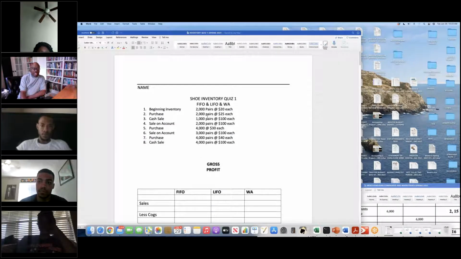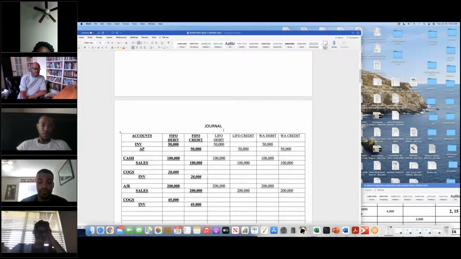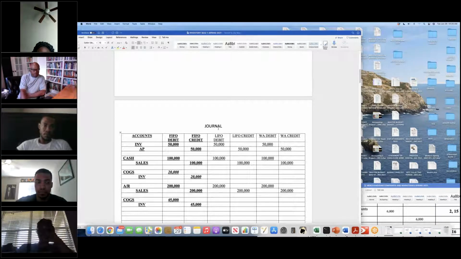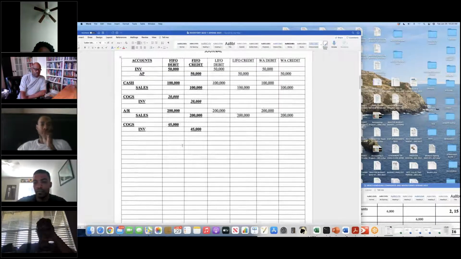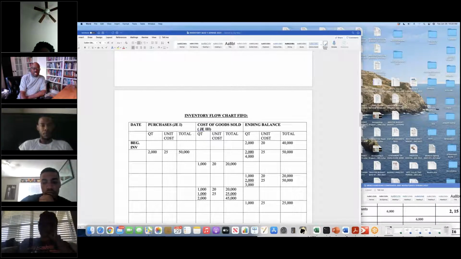Then we purchased 2,000 pairs at 25. So one thing happened: we debit inventory and credit accounts payable. And we're using this journal, and we'll see why a little bit later today. Once we purchased the inventory, we did a second thing. We put that inventory in the purchase section of the inventory chart, and then we transferred it over to the ending balance. So in our inventory now, 2,000 at 20, 2,000 at 25, $4,000.